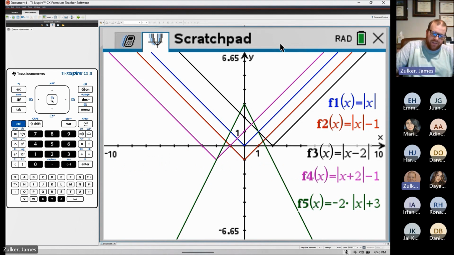Goes like that. There we go. That looks kind of good. So our sketches look pretty good.